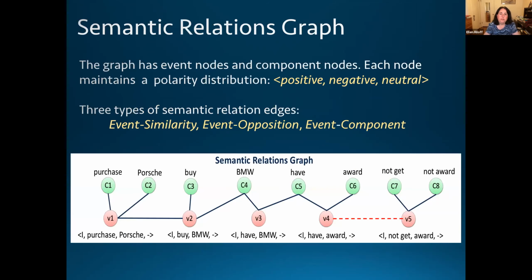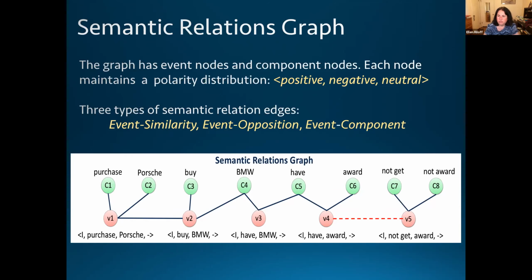And so we set up this graph where the nodes represent the events, the event phrases, these tuples. And we also have component nodes that represent each of the constituents inside the tuples. And every node in the graph has a polarity distribution, right? So it's got positive, negative, neutral. It's a vector of size 3 with the 3 polarities in there that have to sum to 1. Okay, and so we're trying to just represent the degree to which this event is positive, negative, or neutral.